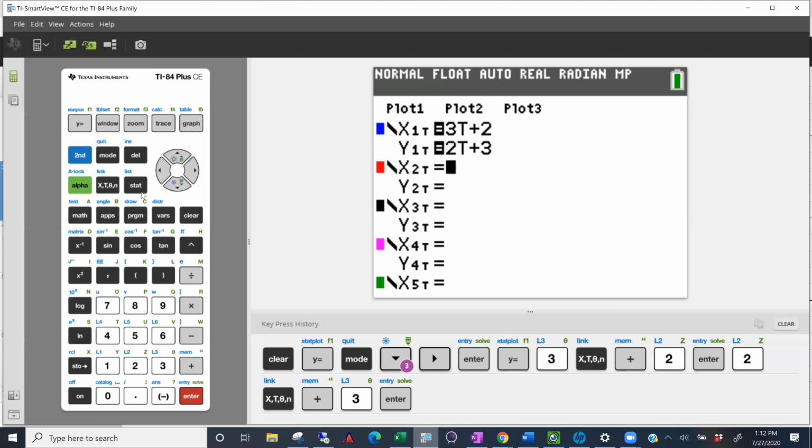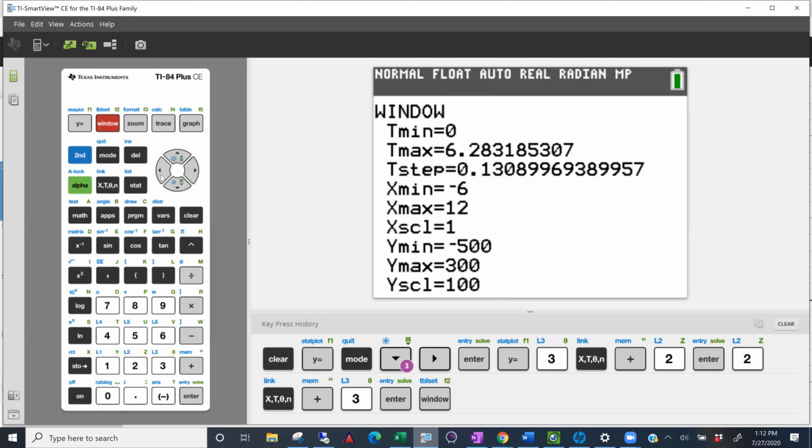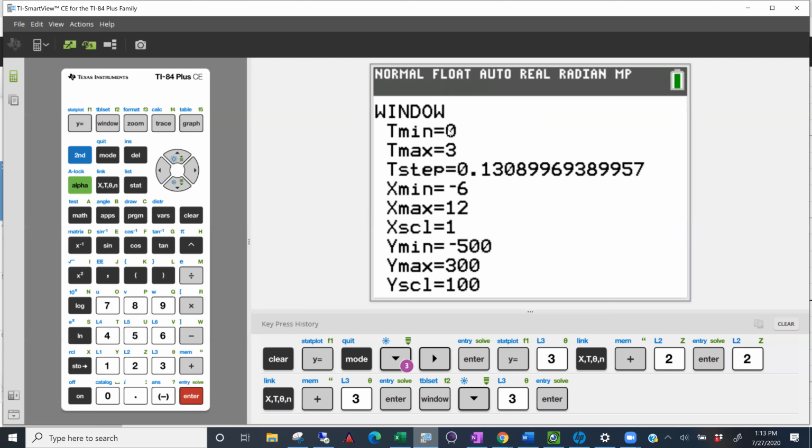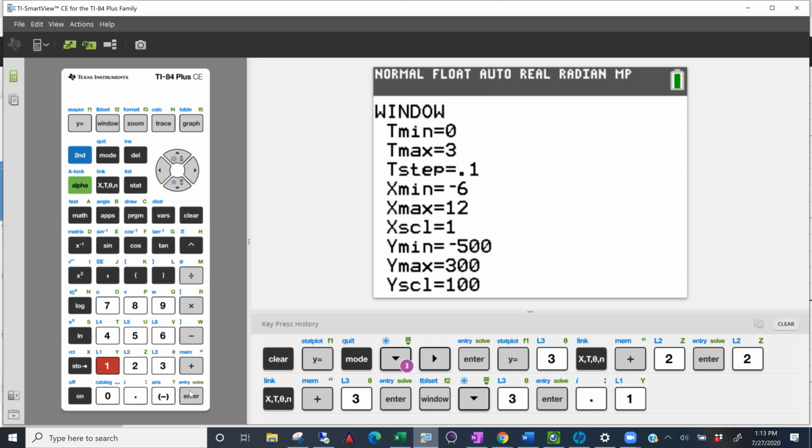So that looks good. But now we've got to set up a window. So for my window, let's just be shy for a moment and go 0 to, I don't know, we did 3 earlier. Let's do 3 now. T-step. Now this is a little bit different. We haven't had to deal with something like this before, but T-step says, okay, I'm going to plot a point at 3, and then the next one will be this far away. So let's just make T-step an even 0.1. We'll describe what that's going to mean later.